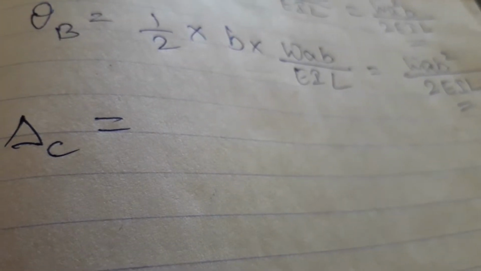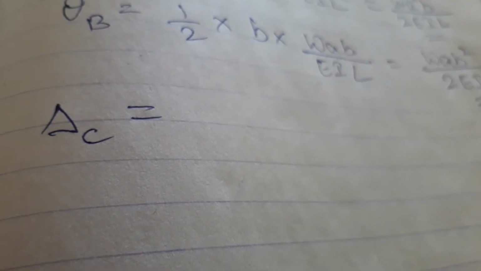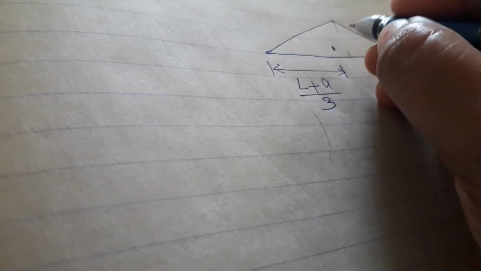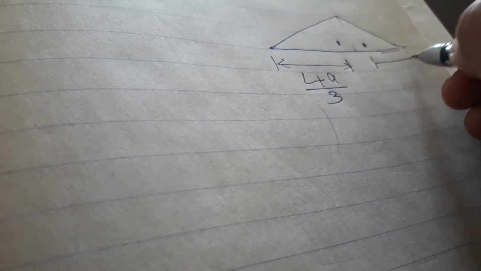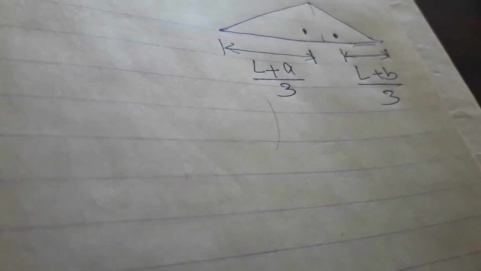Now we have to find out delta C, that is deflection at the point where the load is acting. So delta C is nothing but the moment of M by EI diagram between A and C. One thing we have to remember is, when we are drawing a triangle which is not a right angle triangle like this, the centroid distance from here will be L plus A by 3, and if you take distance from this point, then this centroid distance will be L plus B by 3. This we have to remember.